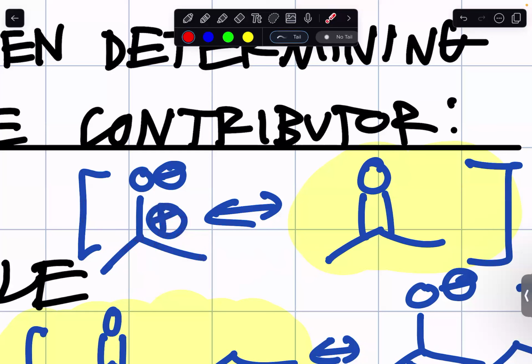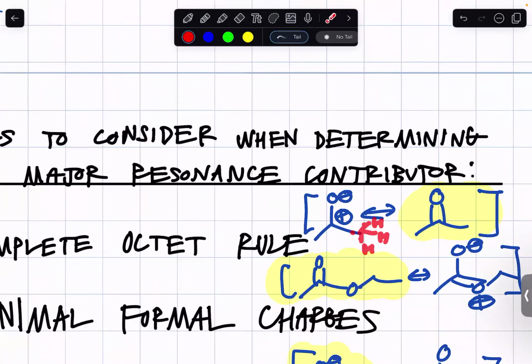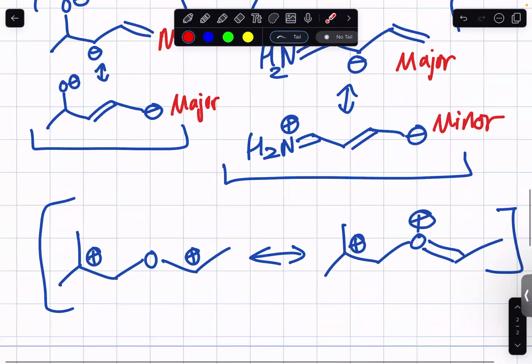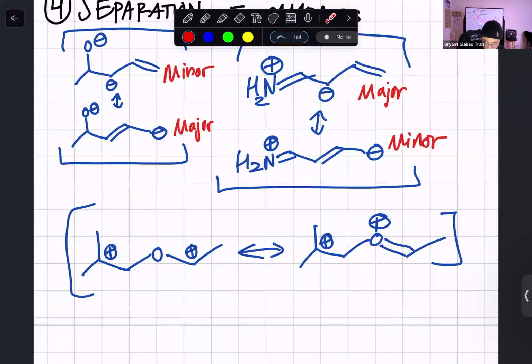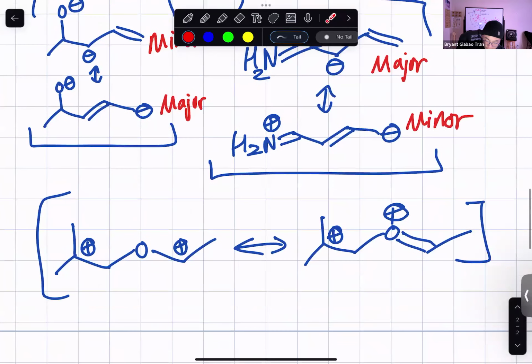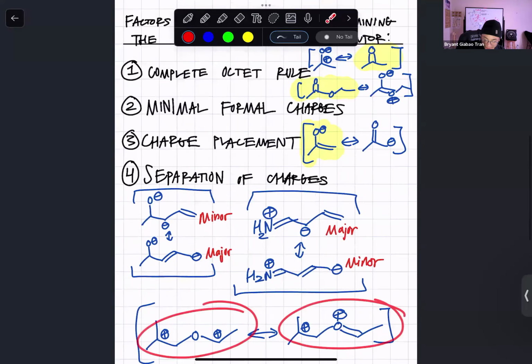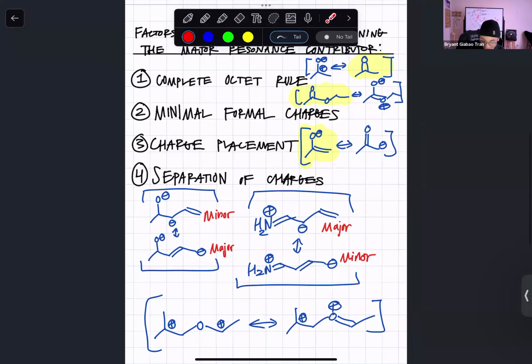What about this carbon? How many hydrogens does this carbon have right here? 3 hydrogens, 1, 2, 3, like that, because it's neutral and it has 4 bonding electrons to itself. So let's go back to that resonance structure right here. This is a tricky one. Use all of these four factors to determine the major resonance contributor. Which one would be the major resonance contributor, the left one or the right one? And think about the top factor that you have to watch out for.